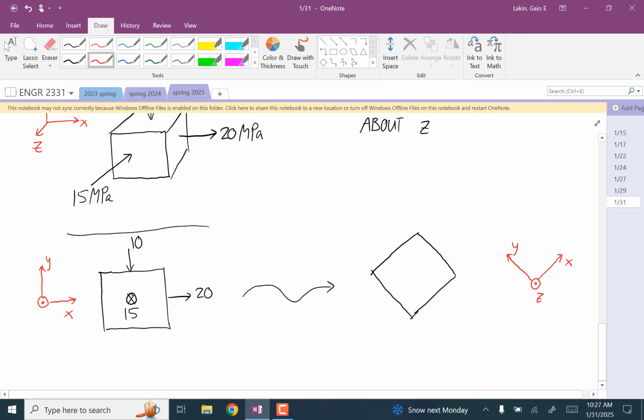Okay. And what kind of stresses are we going to get? Before we do it, there's not really any way to know. It'll be a mix, right? It'll be a mix, that's right. We are going to have some shear stresses now.